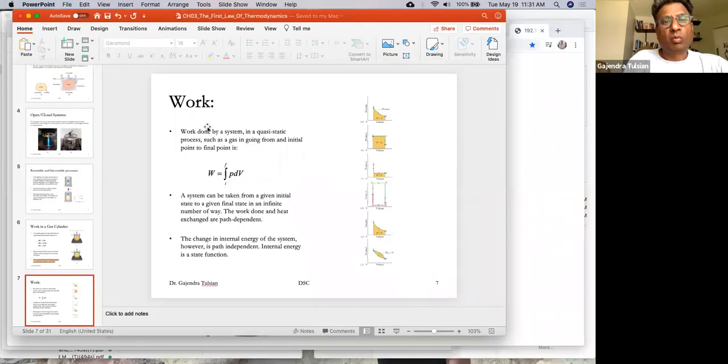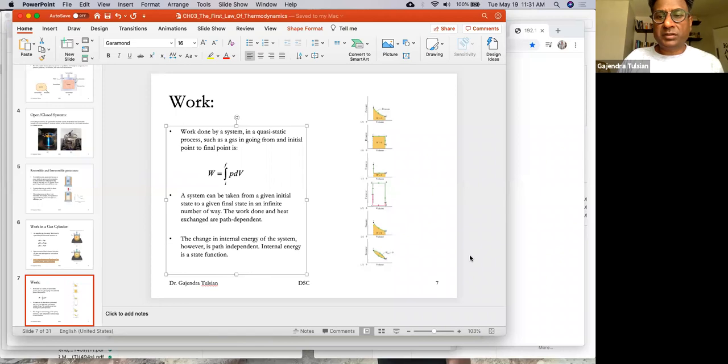So the work done by the system is given by the area under that curve. A system can be taken from a given initial state to a given final state in an infinite number of ways. The work done and heat exchange are path dependent. The change in internal energy of the system is, however, path independent. And internal energy is a state function. What we mean by that is internal energy is a state function.